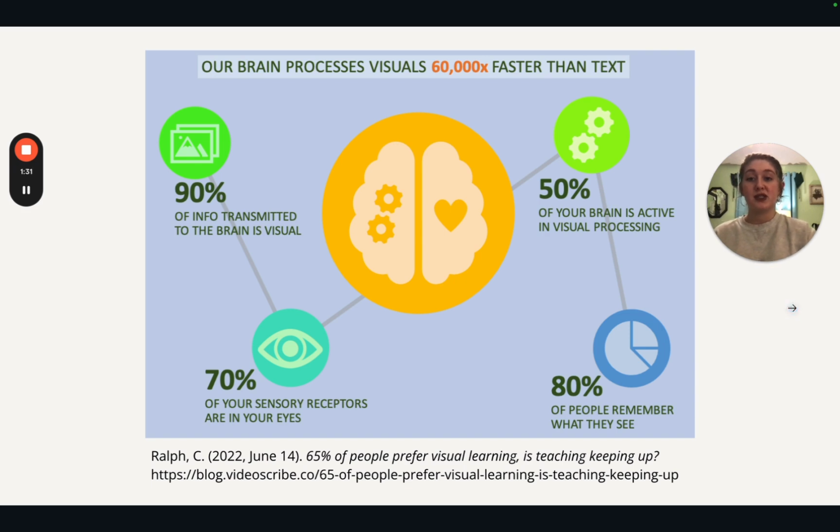Our brain processes visuals 60,000 times faster than text. 90% of information transmitted to the brain is visual. About 70% of your sensory receptors are in your eyes. And about 50% of your brain is active in visual processing, and about 80% of people remember what they see.